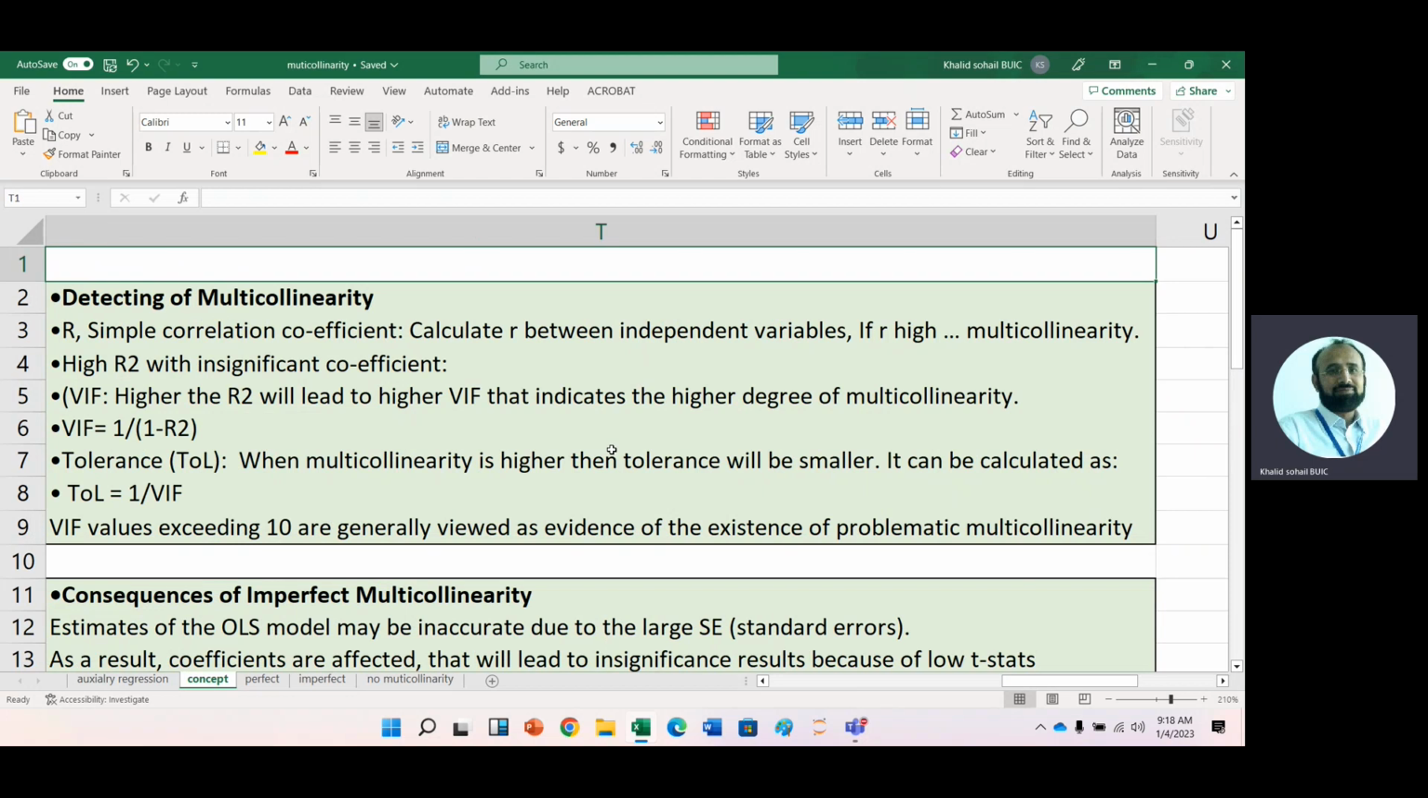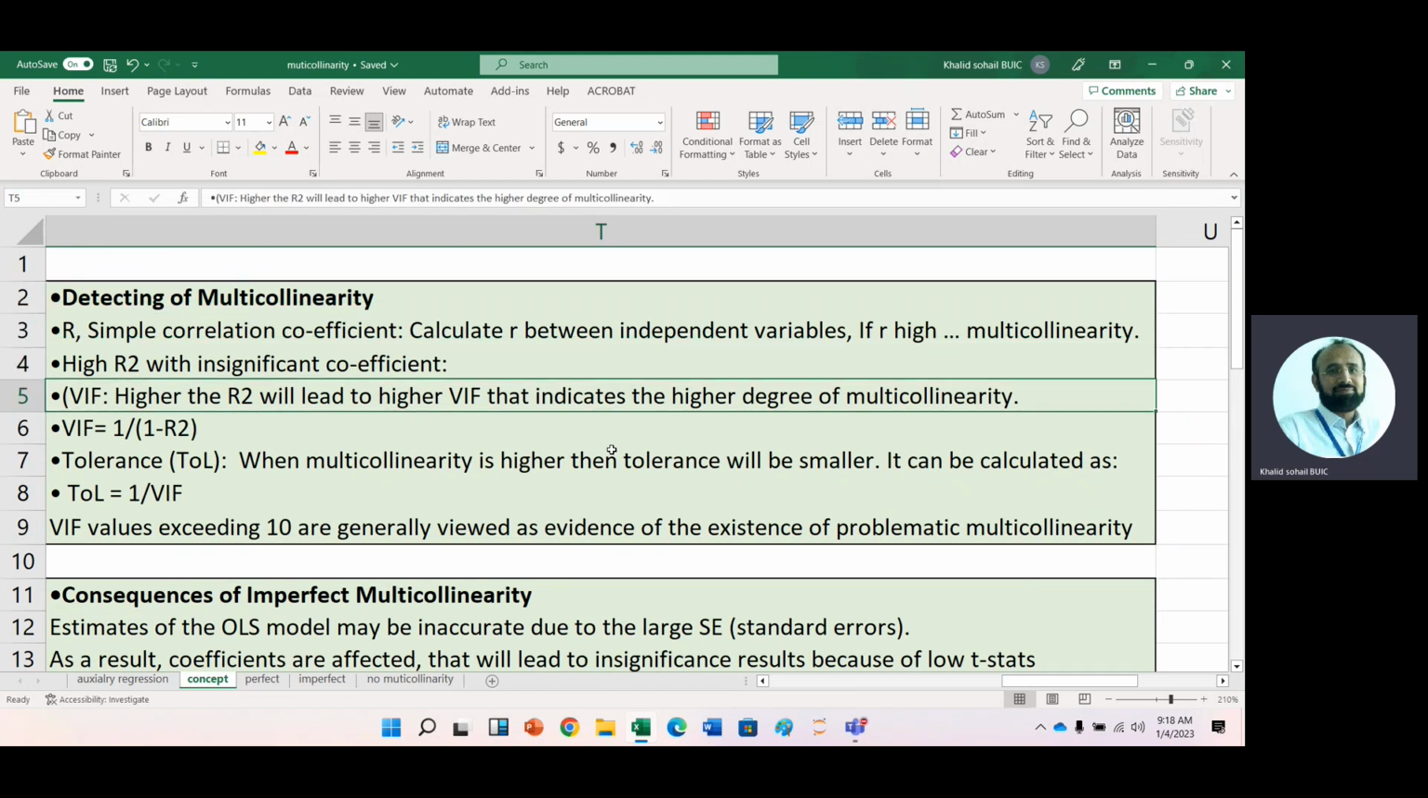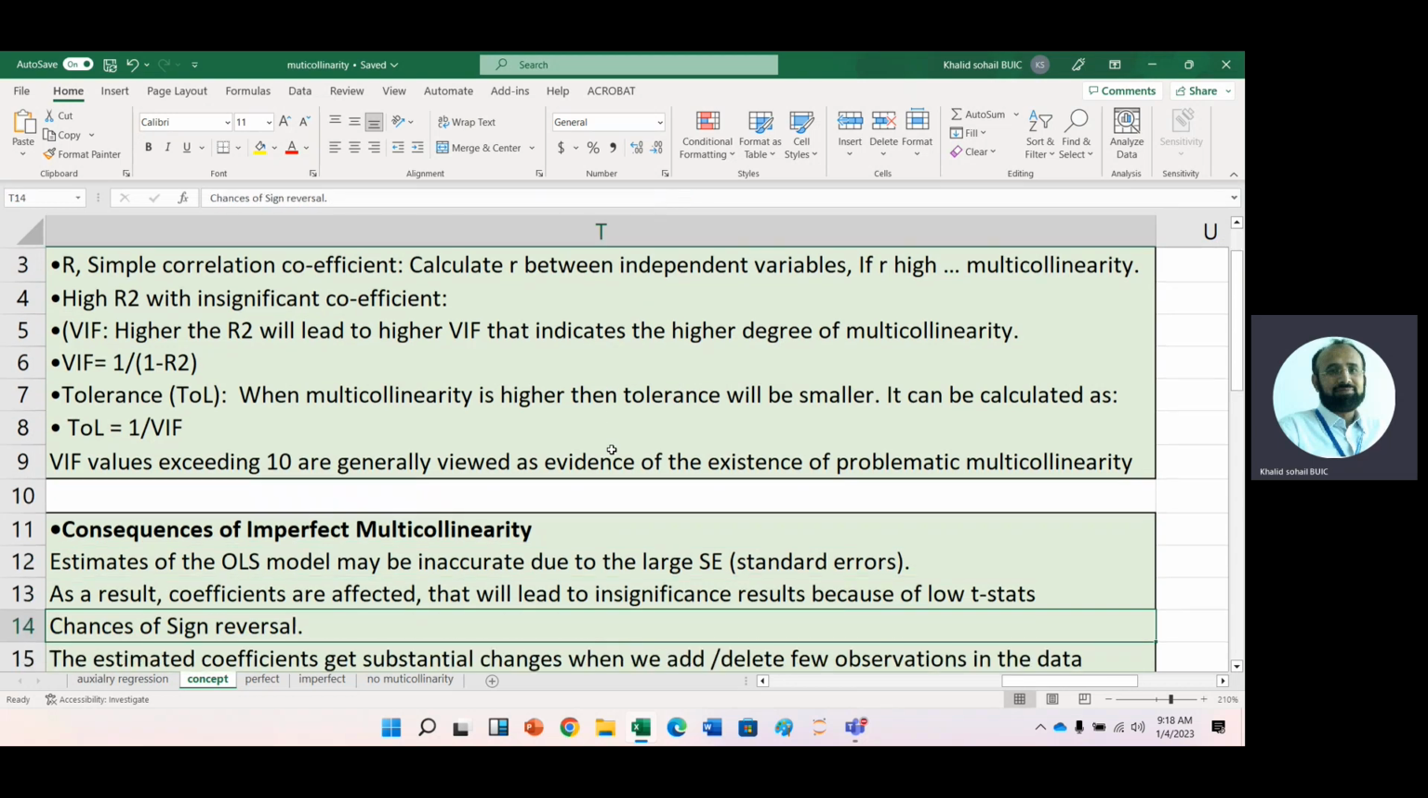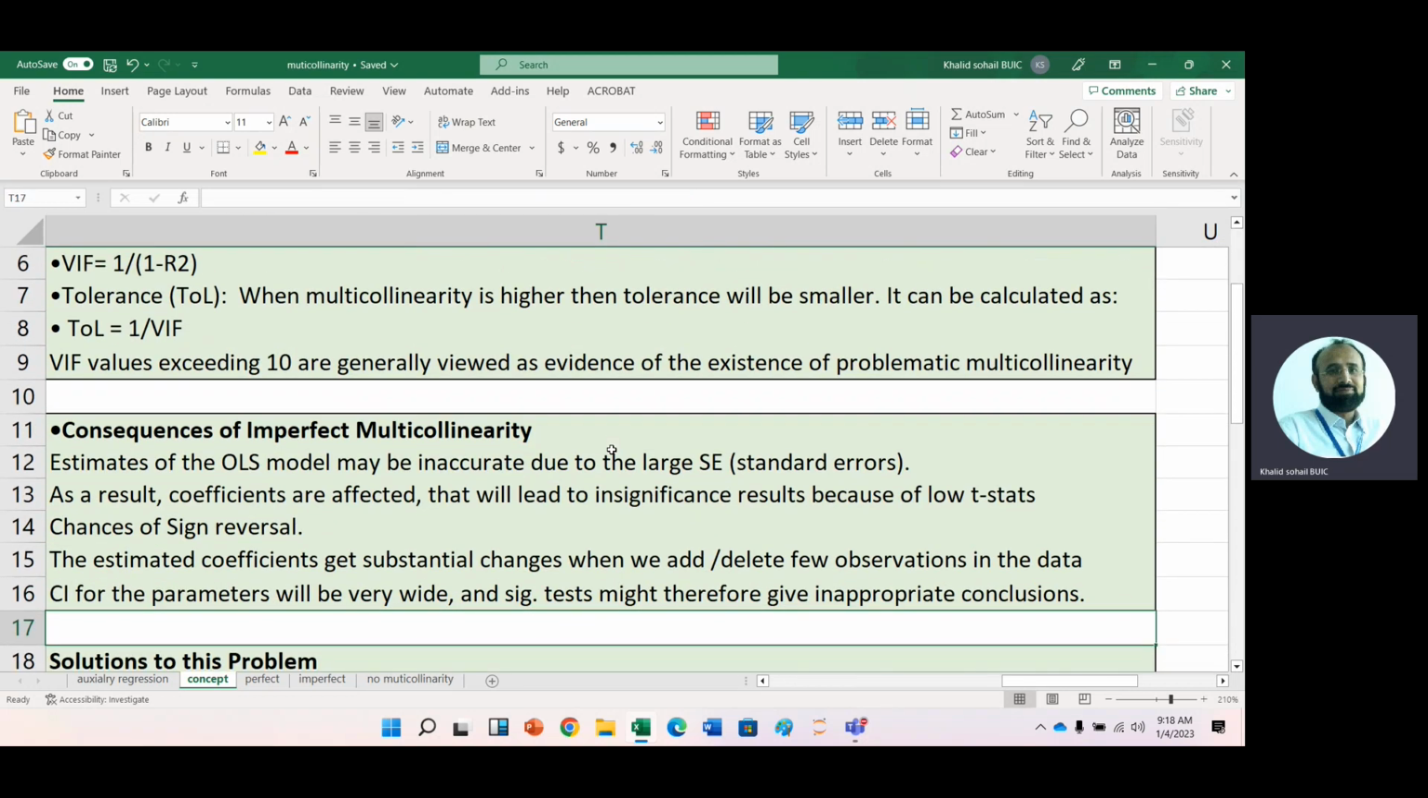Now, in case of multicollinearity, what would be the consequences? Here are some consequences: estimates of the OLS model may be inaccurate due to large standard errors, meaning we will get large standard errors. As a result, there are chances that significant variables become insignificant. So as a result, coefficients are affected, which will lead to insignificant results because of a low t statistic.